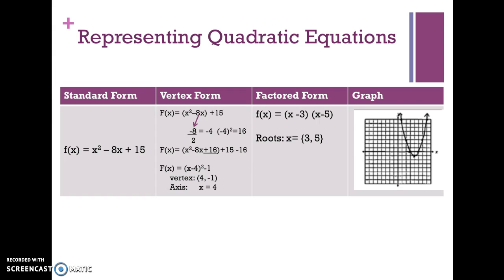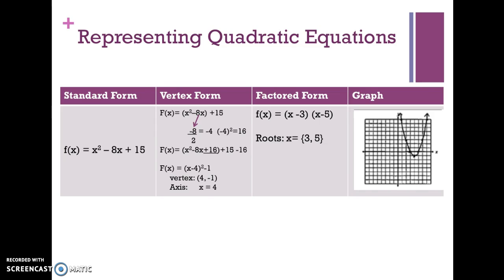Now we are going to look at some graphs. So we're representing quadratic equations in the standard form, vertex form, factored form, and the graph form. So with our first one, we have the function of x squared minus 8x plus 15. So in the vertex form, I'm going to look for my vertex, or in this case, the answer is 4 and negative 1 for my vertex. And then I'm going to look for my axis. Okay, my axis is where my line first crosses my 0, or my x-axis.